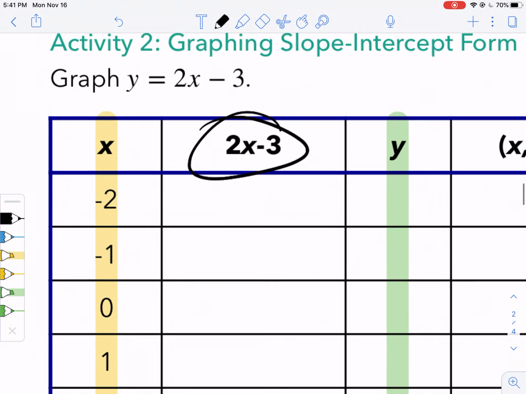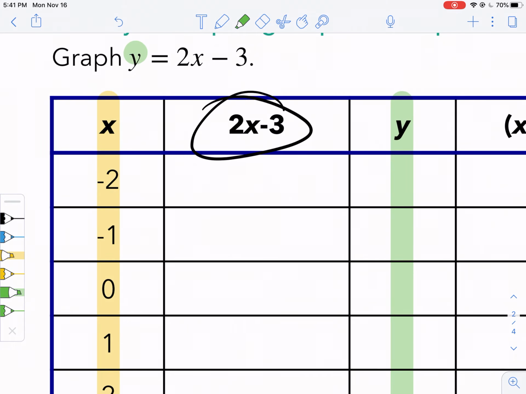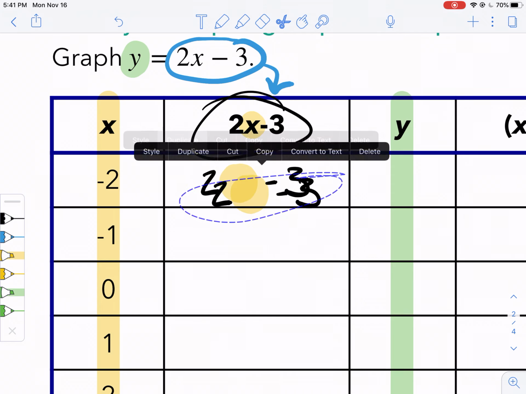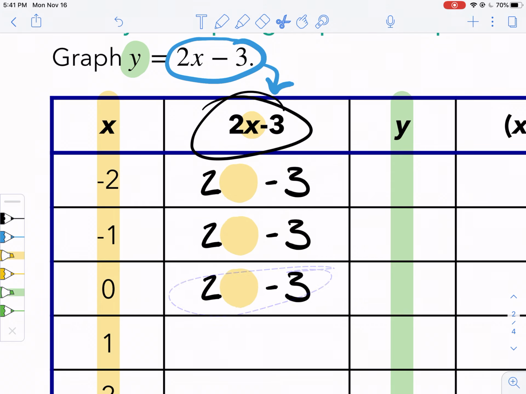Well, in order to find out what y is, we solve for y. Fortunately, this already has y by itself. And then we take this 2x minus 3, and we plug our x's all in for there. So we'll have 2 times whatever our x value is, minus 3, and then figure out what that is. Okay. Well, we're gonna do this process across all of them.